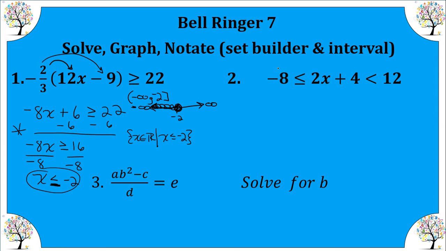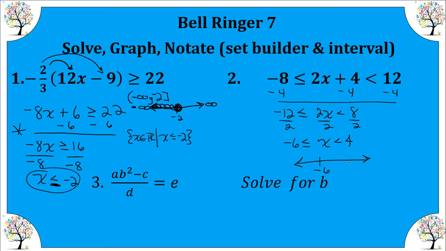Number 2, here we have a compound inequality. So we're isolating x in the middle. So we're going to subtract 4 from the middle, left, and the right. So we have negative 12 is less than or equal to 2x, less than 8. Divide by 2. We have negative 6 is less than or equal to x, which is less than 4.